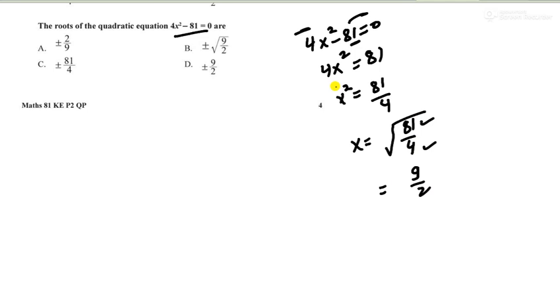And since we had this square, we have to write plus and minus because it's a degree of 2. So we have two values of x. One is plus 9 by 2 and the other is minus 9 by 2. So either you write like this or this, both of them are right. So just look at the answer. Plus or minus 9 by 2 is this one, option number D. So that is the right answer. Okay.